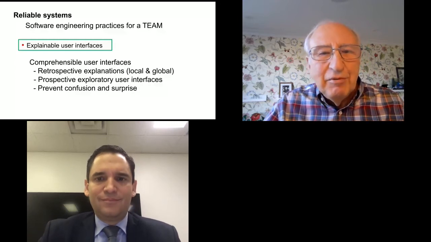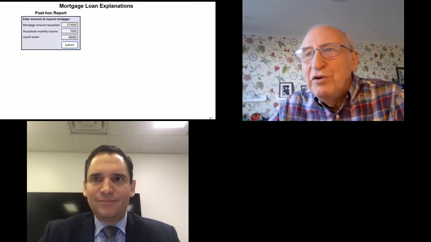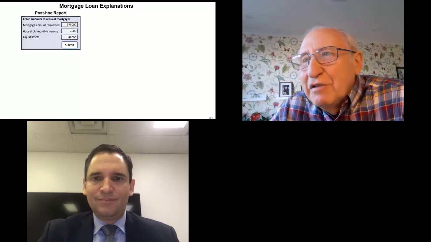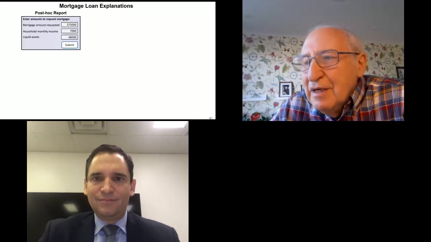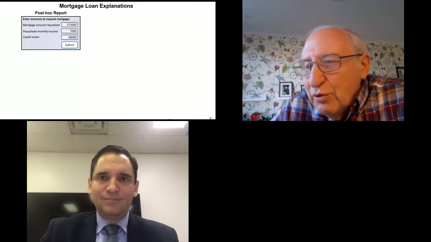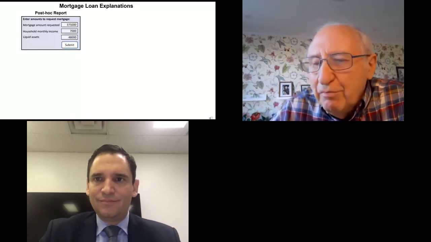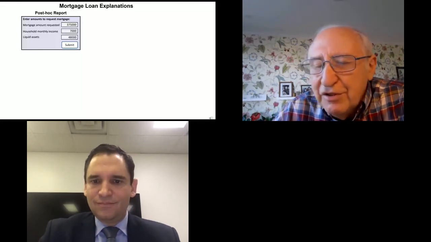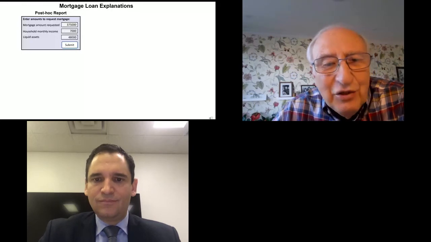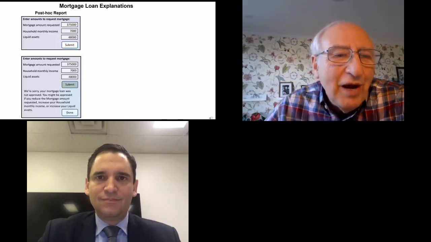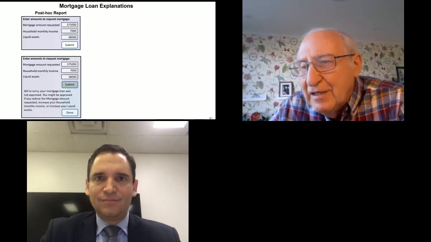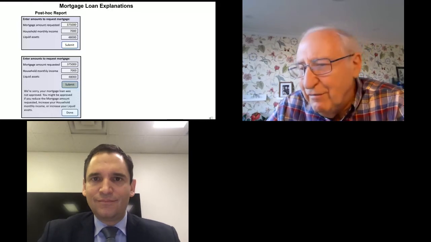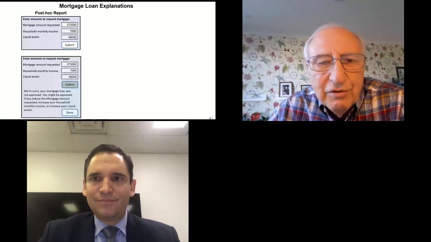Now, my simple example is a mortgage loan application where you might fill this in, and this is a standard post hoc or retrospective analysis. You put in the amounts, and you get a result, and the bank says, we're sorry, your mortgage loan was not approved. You might be approved if you reduce the mortgage amount requested, increase your household monthly income, or increase your liquid assets. Well, that's good, but not great. You don't quite know how much you have to change those, and it's not quite the full counterfactual explanations that are expected for systems where there's a good causal model.